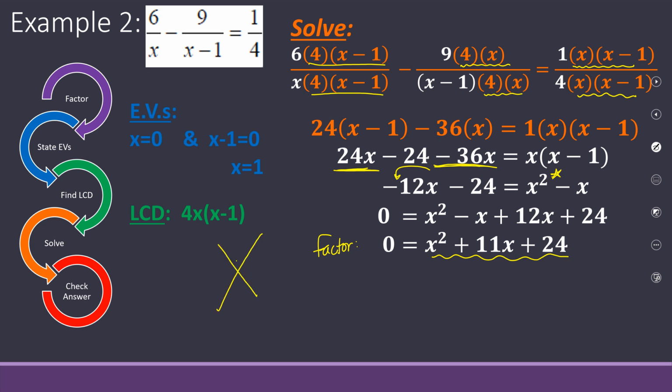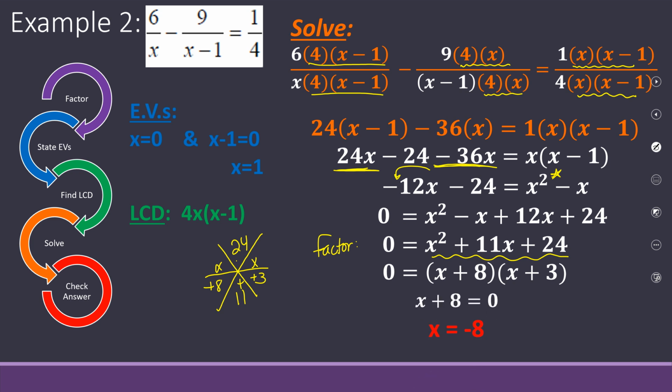So do that work off to the side, whatever multiplies to 24 and adds to 11. And then that'll get you your factors. I need a positive 8 and a positive 3. And there we go. X plus 8 and x plus 3 are the factors. When I set each of those individually equal to 0, I'll get x to equal negative 8 and x to equal negative 3.